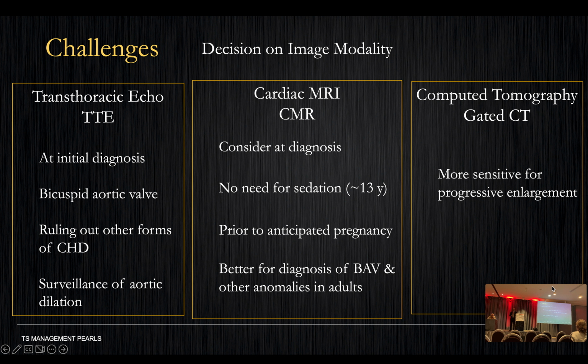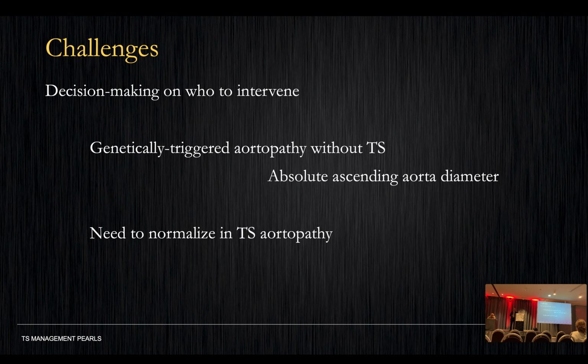So in non-Turner's genetic aortopathy syndromes, absolute diameter is commonly used in clinical decision making. In Turner syndrome, we need to normalize, and that's what I'll be speaking to you about in the next few slides.